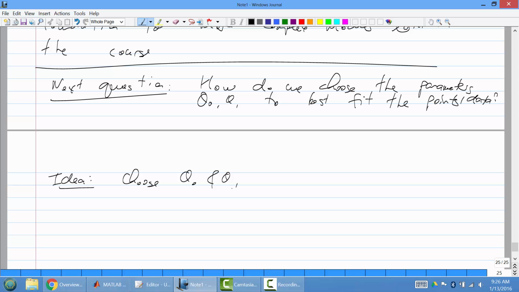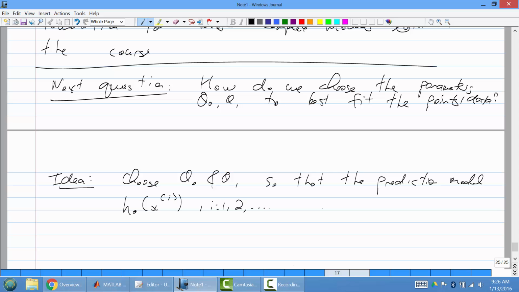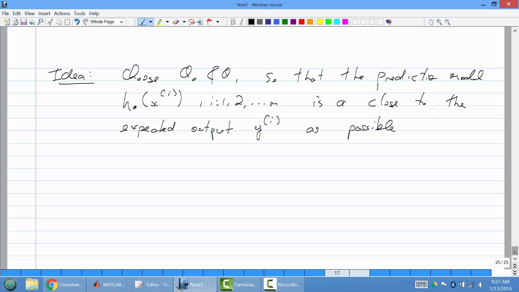So the idea is to choose theta 0 and theta 1 so that the prediction model, in our case h theta of x, for each training example, so for i equals 1 all the way up to m, is as close to the expected output as possible. So how do we do that? Choose this as small as possible. How do we do this?